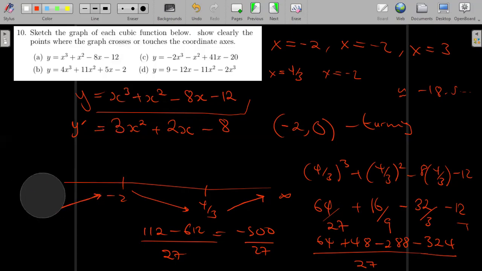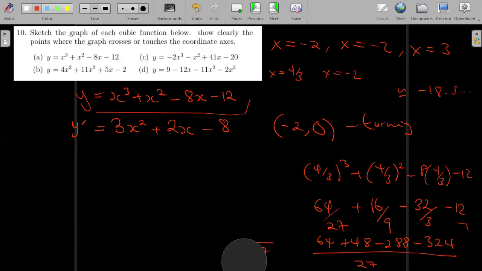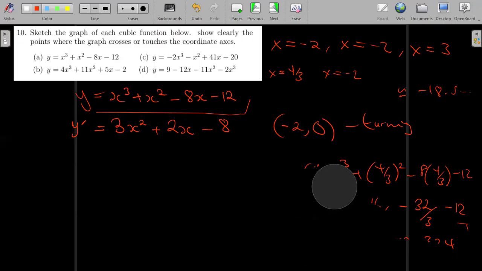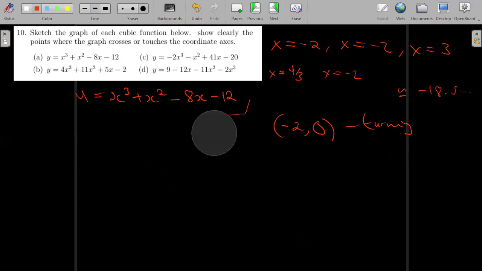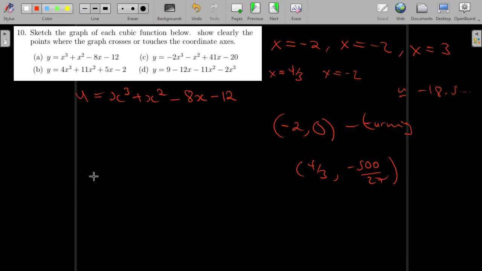Okay, so I can erase this now. I think that has given me my second turning point, which is when I plug in 4 over 3, I expect to get negative 500 over 27, like that. Now I can plot that.